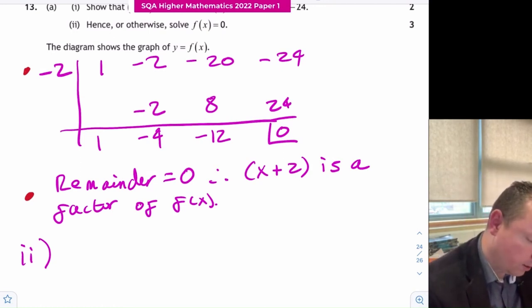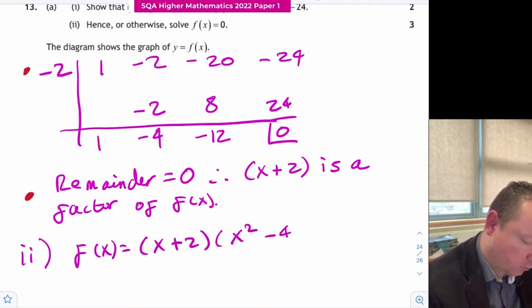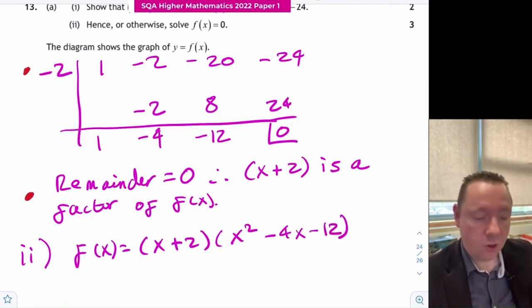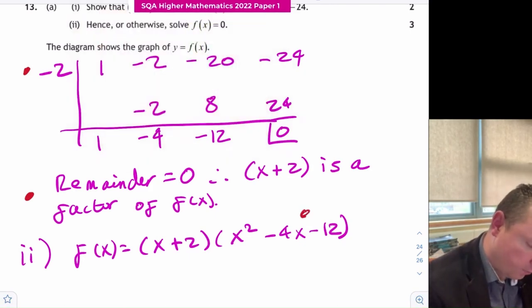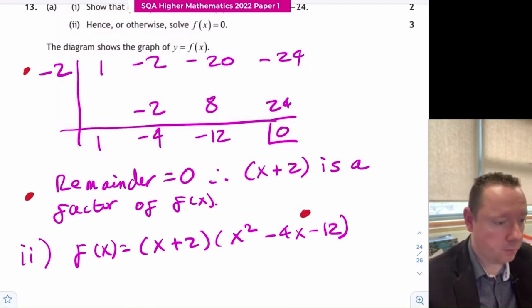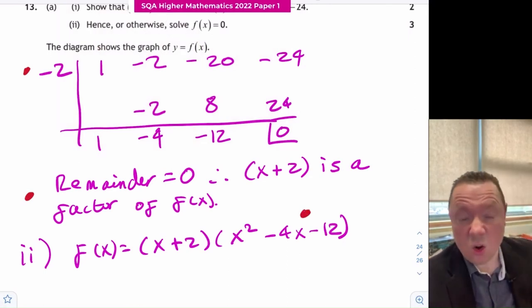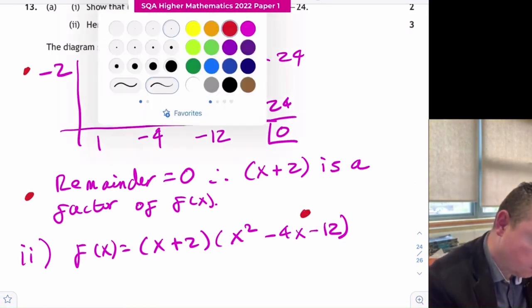So we now know that x plus 2 is a factor, so f of x equals x plus 2 times x squared minus 4x minus 12. And obviously, like I said in part 1, if you had just substituted minus 2 in, then you'd either have to do synthetic division at this stage, or alternatively, if you know how to do polynomial division, you can do it that way. But assuming we've done this, we've got the quadratic factor, so we get a mark for stating this point here. That's our third mark.